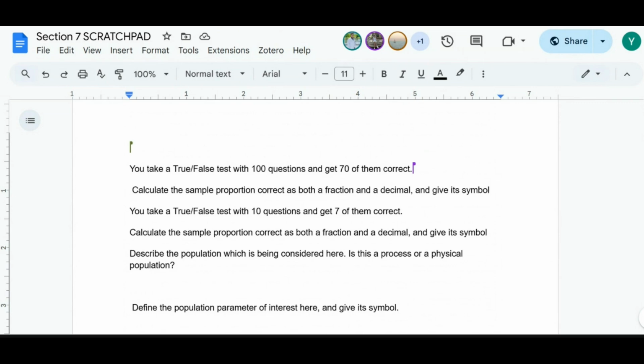If you take a true or false test with 100 questions and get 70 correct, can you give me the symbol, the fraction, and the decimal? These are not trick questions, you know. I'm not trying to trick you. Some of them are very on the nose as well. So you get 70 correct out of 100. What's your score?